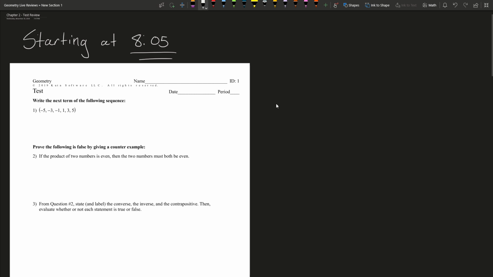So the pattern here is -5 to -3 to -1 to 1 to 3 to 5. We're just adding 2 to each term. So our next term would be 5 plus 2, which is 7.